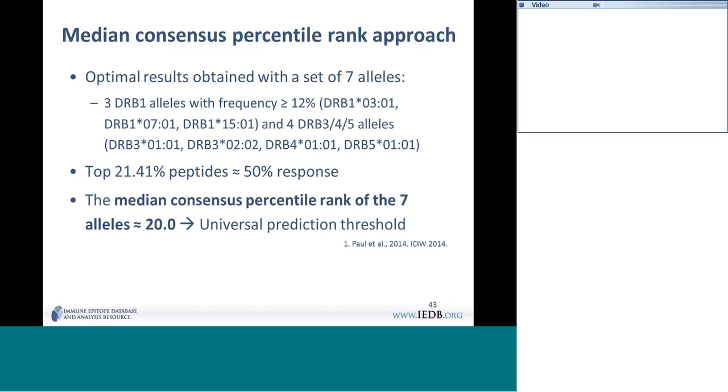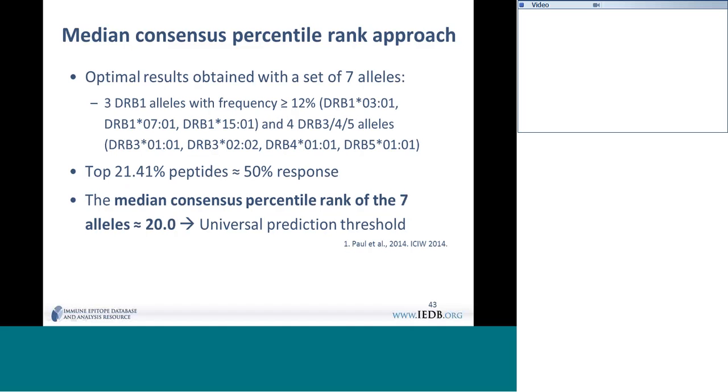And further on screening, we selected 7 alleles, which are 3 DR1 alleles with allele frequency greater than 12% in the world population, and 4 alleles from the DR3, 4, 5 locus. And using this set of 7 alleles, we found that the top 21%, roughly 21.5%, of peptides could capture 50% of the response. So this is what we recommend as of now.